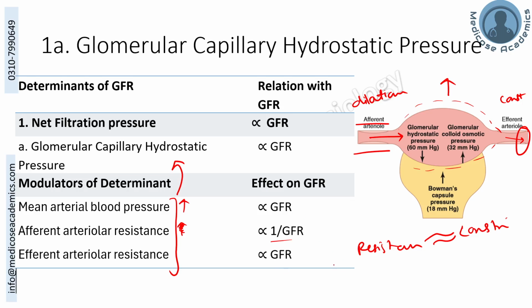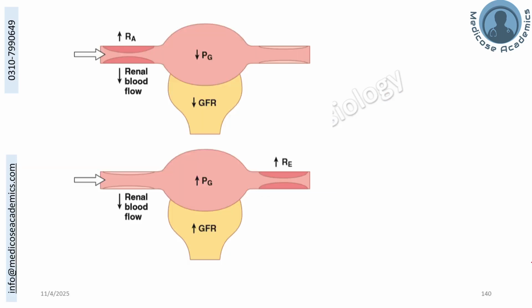So we began with GFR. It is dependent upon net filtration pressure and filtration coefficient. Net filtration pressure has 3 forces, starting from the glomerular capillary hydrostatic pressure, which is going to increase if there is a high arterial blood pressure, increase if there is afferent arteriolar dilation, and increase if there is efferent arteriolar constriction.